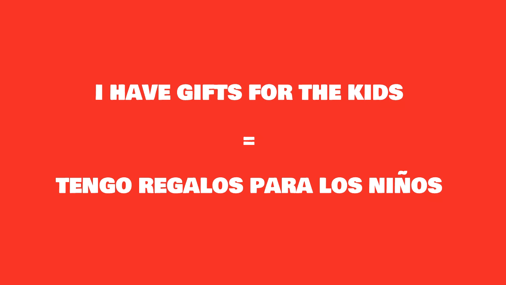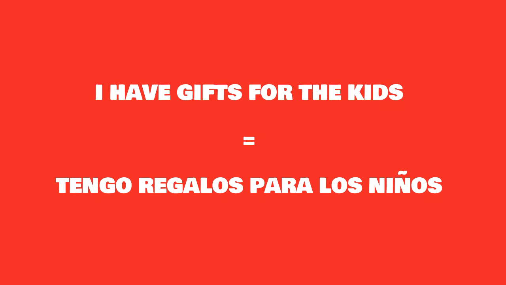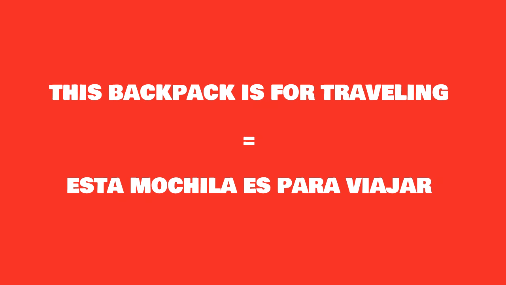I have gifts for the kids. Tengo regalos para los niños. I'm not gonna joke about putting arrows into kids, but the kids are the recipients or destination of the gifts. You got this? Okay, next situation. When you'd say for in English and are talking about a purpose, use para in Spanish. So for example, this backpack is for traveling. The purpose of the backpack is to travel. So esta mochila es para viajar.